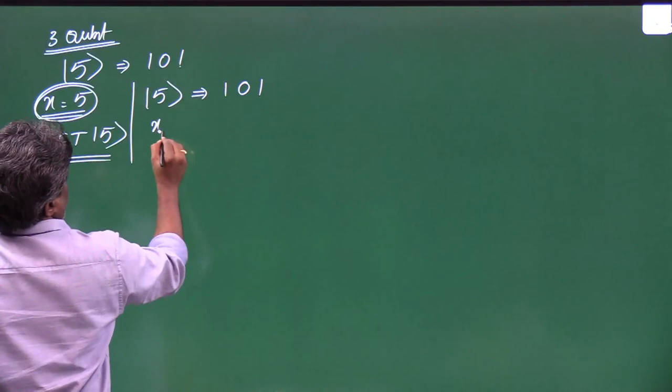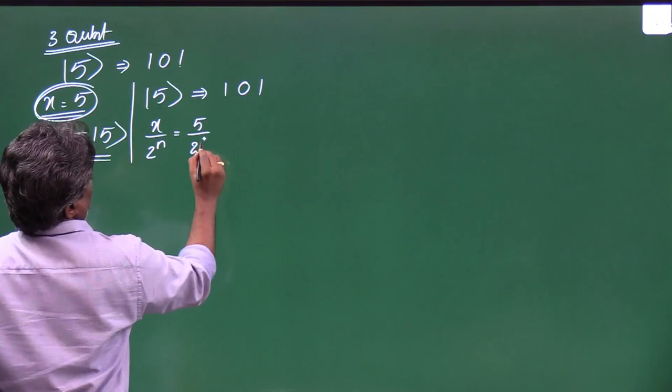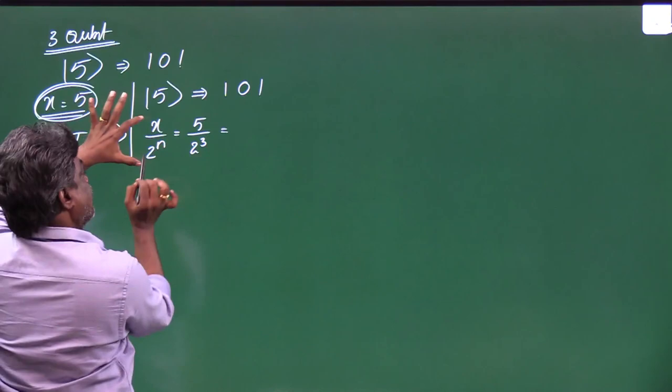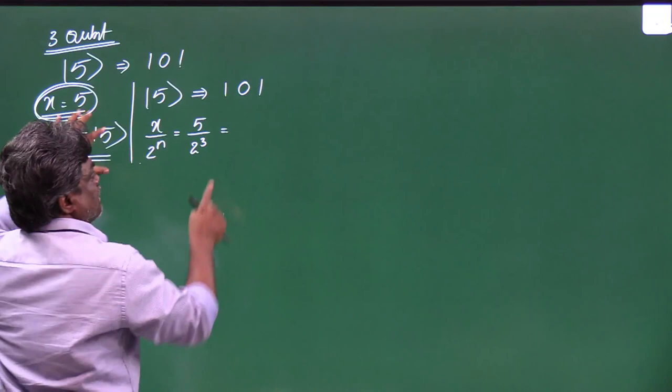Correct. x by 2 power n is nothing but 5 by 2 power 3. Am I right? Yes. Now, please tell me. Earlier, we have already explained everything. x by 2 power n is equivalent to point x1, x2, x3, and so on, xn.